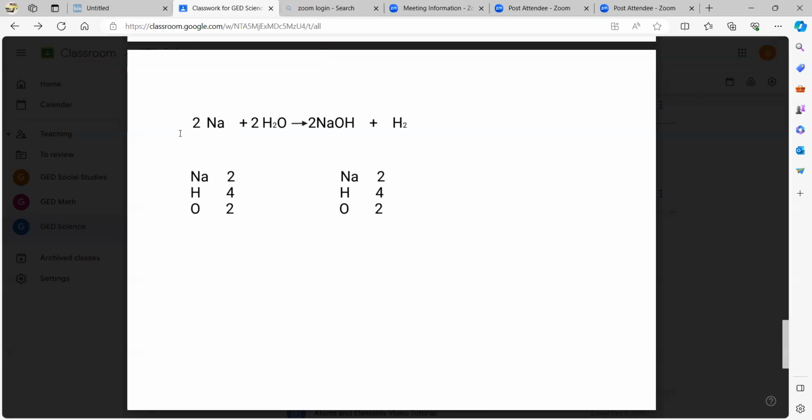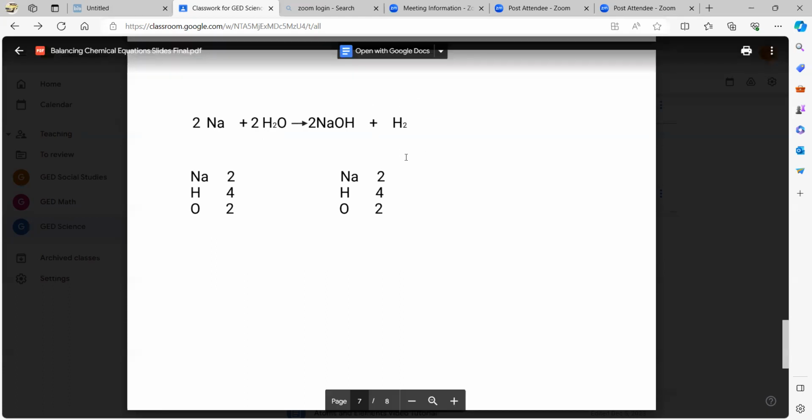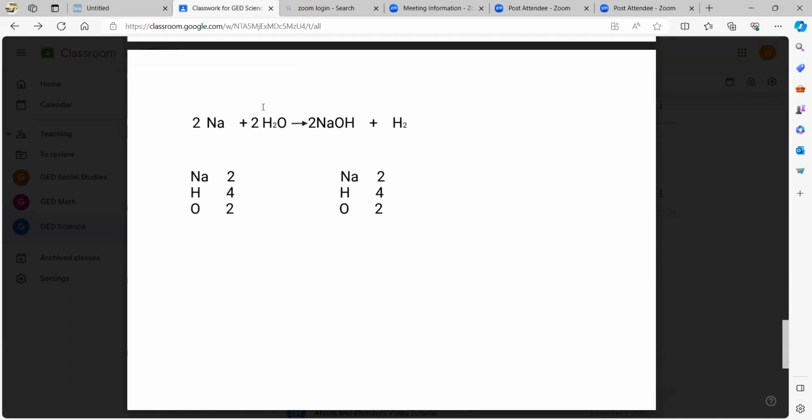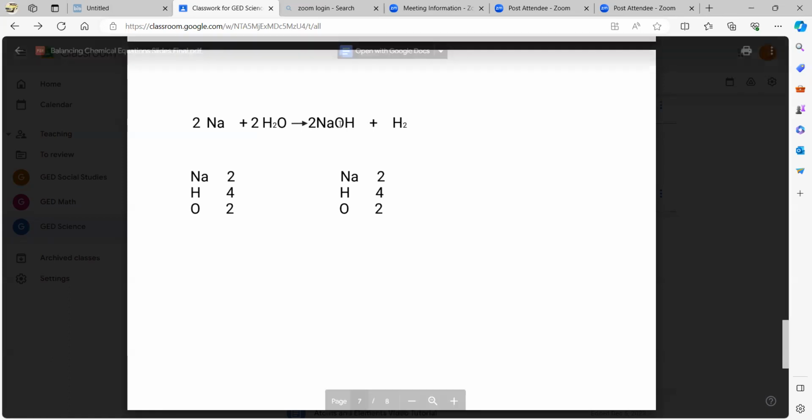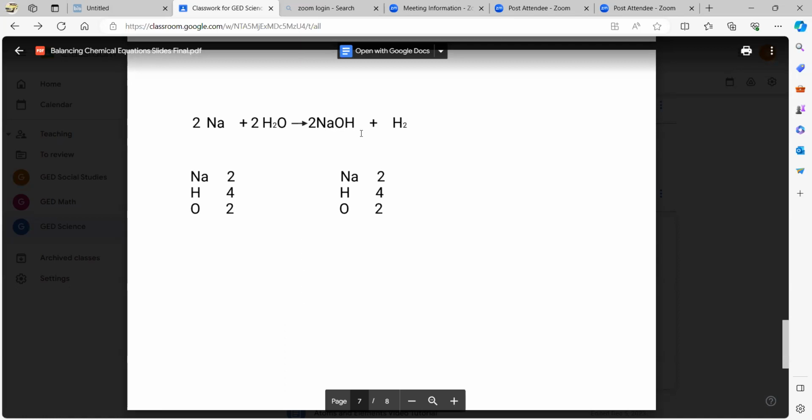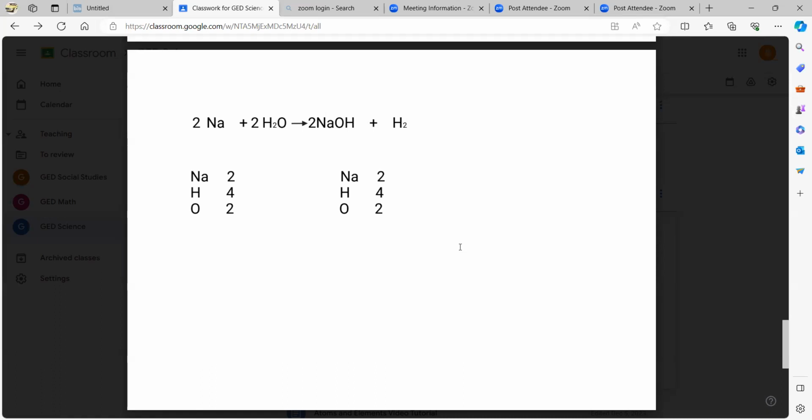All right, so now as long as I have a 2 here as a coefficient, a 2 here as a coefficient, and a 2 here as a coefficient, now my equation is balanced. I don't need to put any coefficients here, right? 2 times 1 equals 2, 2 sodiums. 2 times 2 equals 4, 4 hydrogens. 2 times 1 equals 2, 2 oxygens. Then moving over here, 2 times 1 sodium gives me 2 sodiums. 2 times 1 oxygen gives me 2 oxygens. 2 times 1 hydrogen gives me 2 hydrogens here. And I have 2 hydrogens here. 2 plus 2 equals 4. So everything is balanced.